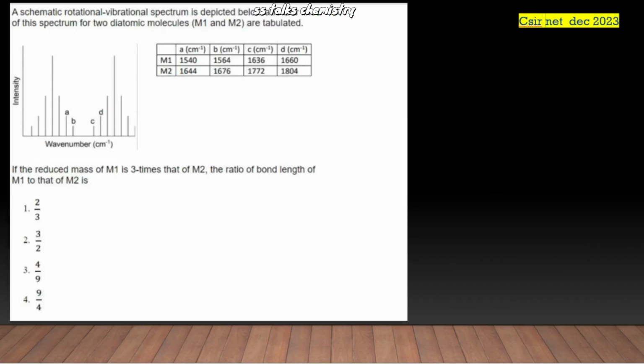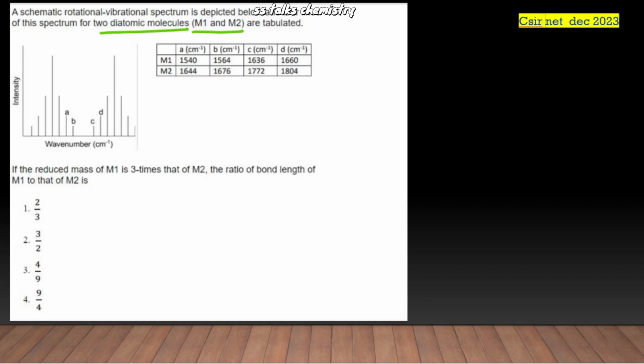This question: a schematic rotational vibrational spectrum is depicted below, and four of the lines of this spectrum for two diatomic molecules M1 and M2 are tabulated. So there are two molecules, M1 and M2. For this, the spectra has been drawn and the lines have been given. For M1, firstly these lines A, B, C, D have been given.